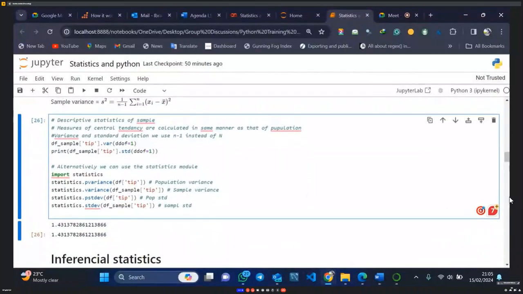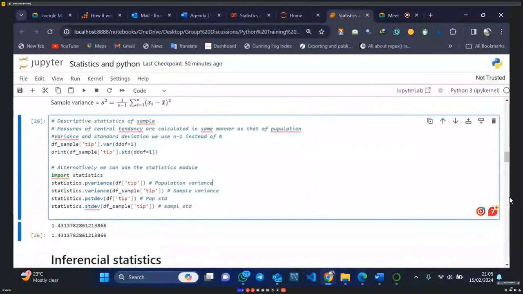So there's a line of code here that has been written, and the first one you're going to do is variance and standard deviation. We use n-1. N is the total number of the sample. Then we minus 1 to get the degrees of freedom. And when you're doing variance here of a sample, you can see here you have df underscore sample.